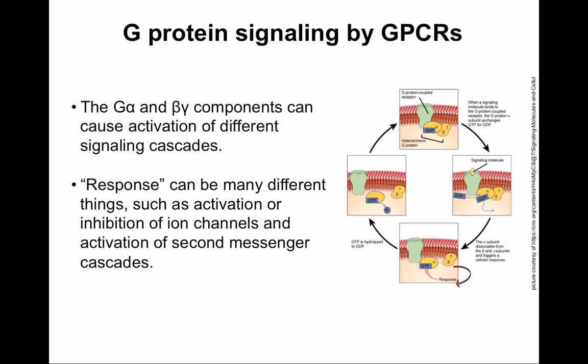The alpha and the beta-gamma components can result in the activation of many different signaling cascades, resulting in many different kinds of responses such as ion channel opening or closing and the activation of second messenger cascades. So how do GPCRs cause such a wide range of effects?